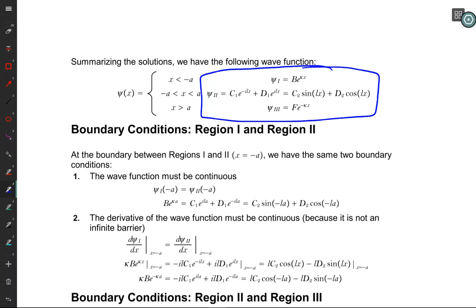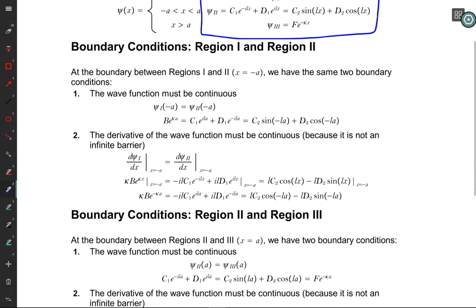So, boundary conditions. The first one: the waves must be continuous. So psi1 must equal psi2 at A, which gives me, and here I put it in both the sinusoidal and the exponential forms, B e to the kappa A equals C1 e to the iLA plus D1 e to the minus iLA. So this is a relationship between B, C, and D.